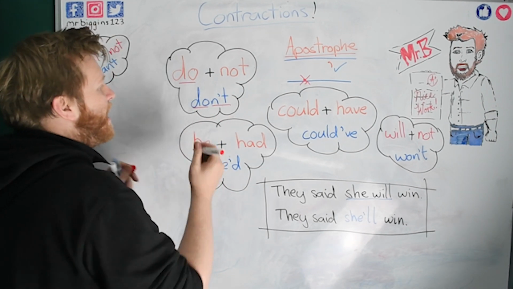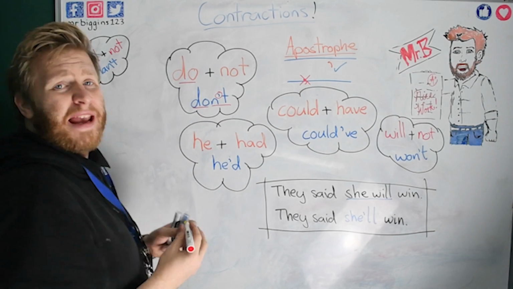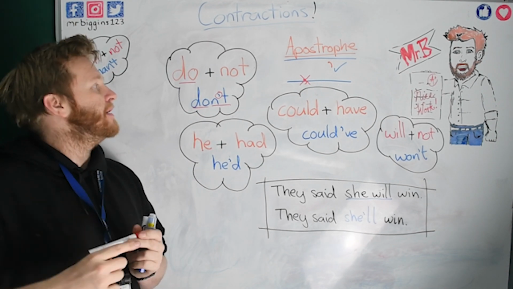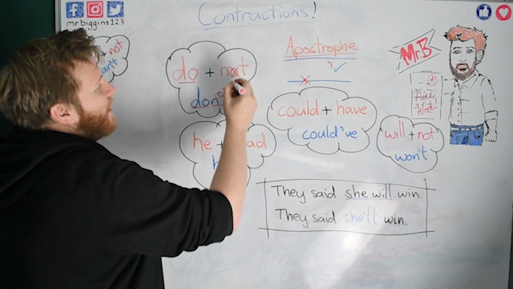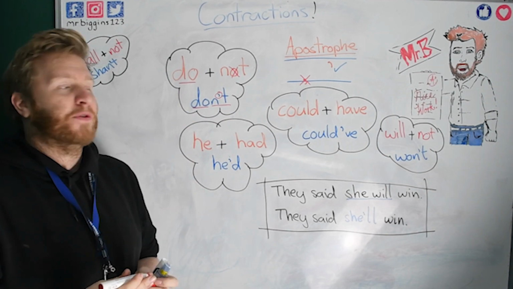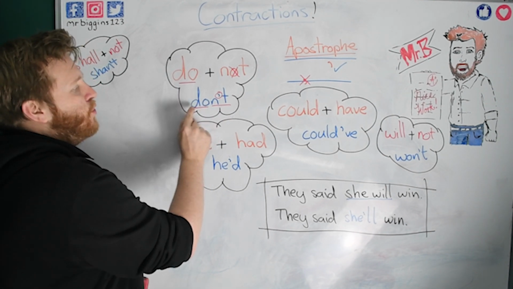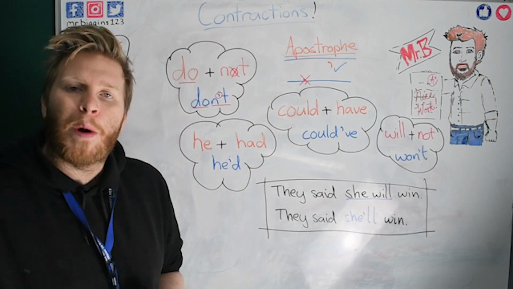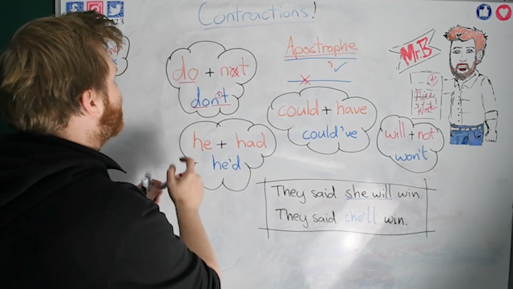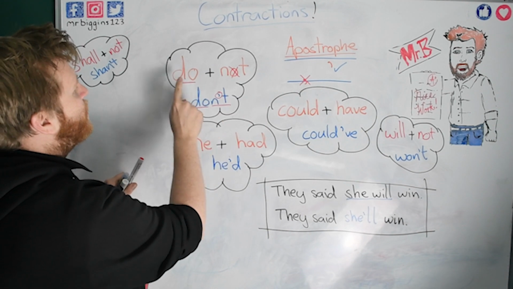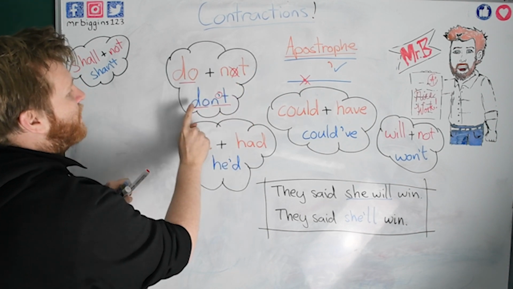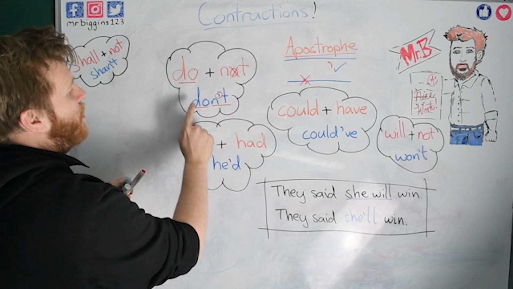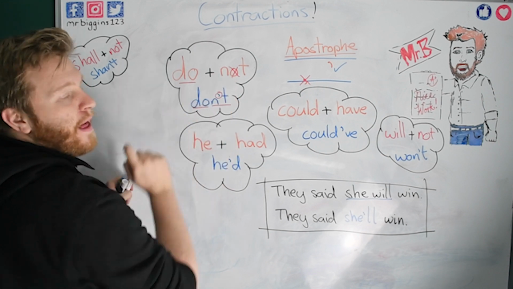So our apostrophe here goes in between where the letters are missing. We can see we don't have the letter O, so that's where our apostrophe goes. It doesn't go where the two words would join, so it doesn't go between the O and the N. It goes where the letters are missing. So you can have a look and see I've got D-O-N-T. It's the O that is missing.